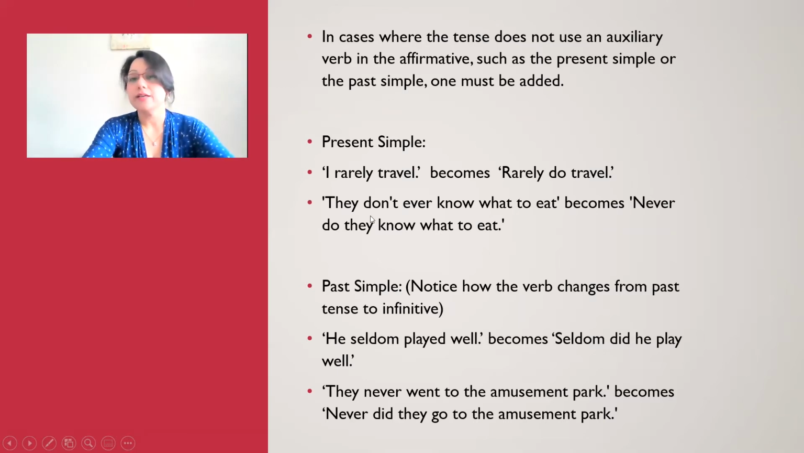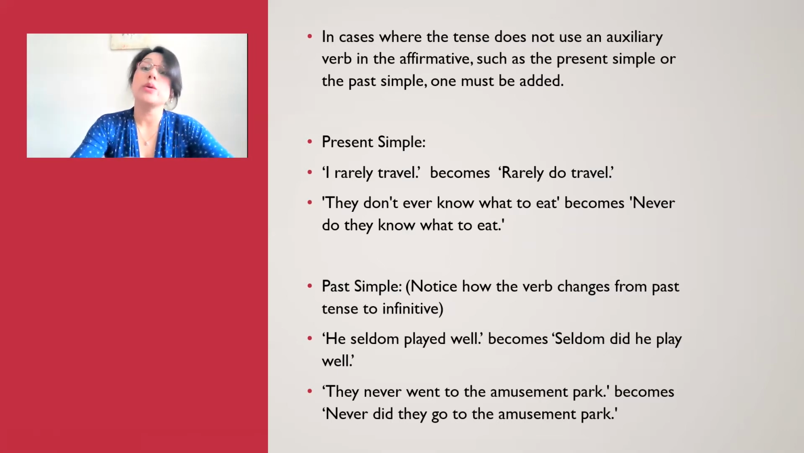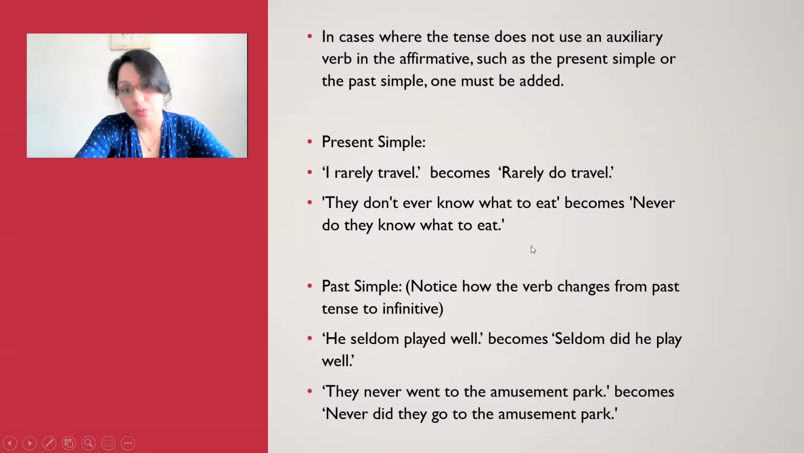Similarly, in the next one: they don't ever know what to eat. That becomes: never do they know what to eat. So in your present simple, when you don't have any auxiliary or verb to be, we have to add one. And what do we add? We add do or does. The inversion is the same: rarely do I travel, or never do they know what to eat.